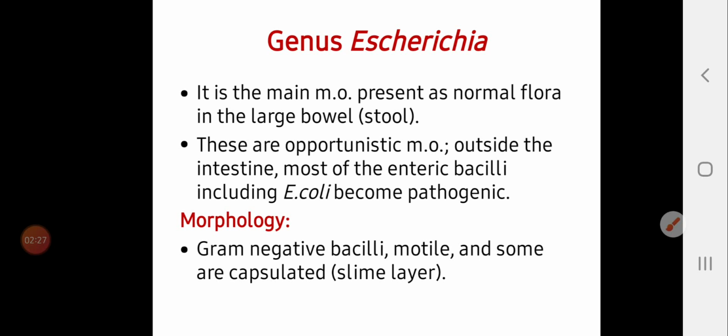Now, morphology of genus Escherichia and E. coli. It is gram-negative bacilli as other Enterobacteriaceae. They are motile and some are capsulated with a slim layer. Regarding motility, we say that all Enterobacteriaceae are motile except Klebsiella and Shigella, which are non-motile.